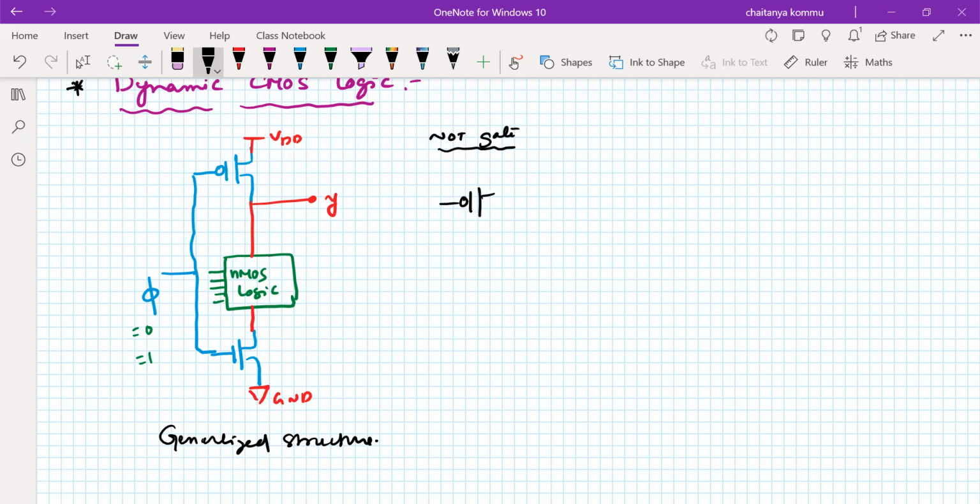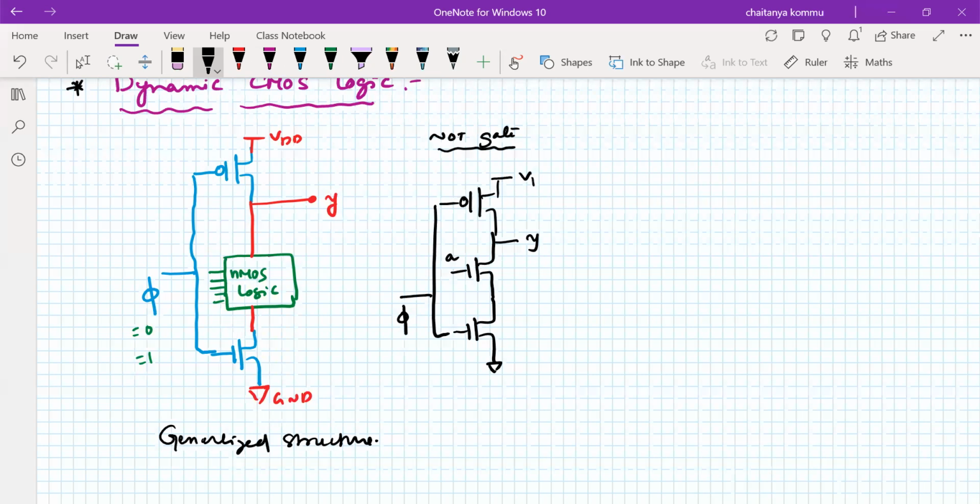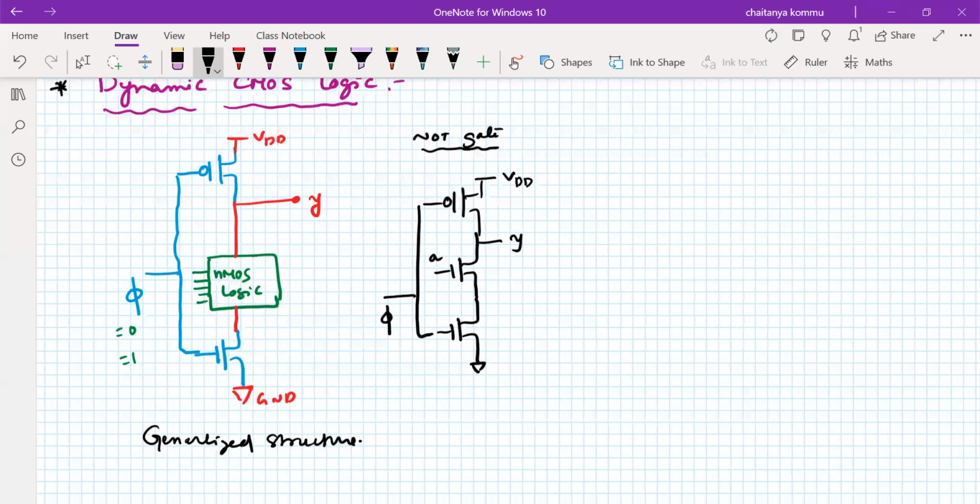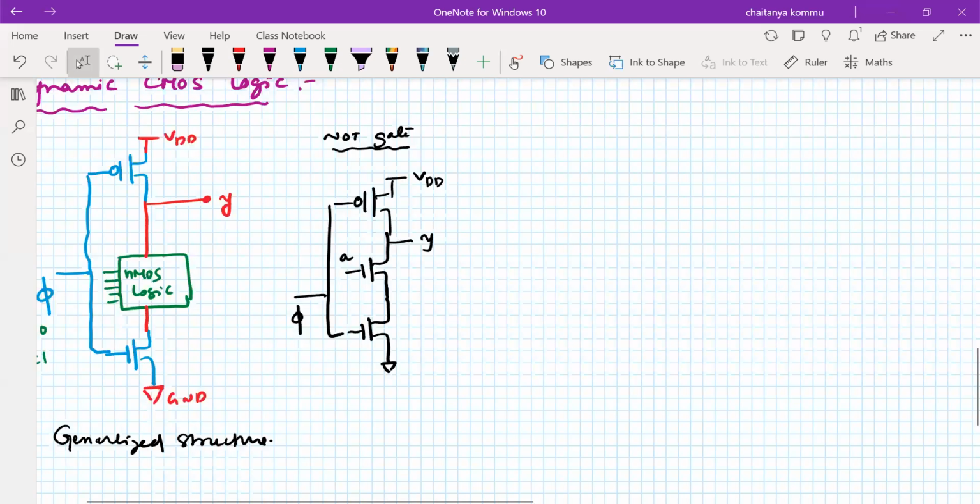So one PMOS transistor is required, and another NMOS transistor is required. These two are connected to a common clock, normally called the clock signal phi. And this is an input A, and we will get output Y. This is called VDD. So a very important observation is the operation, let us consider the operation.